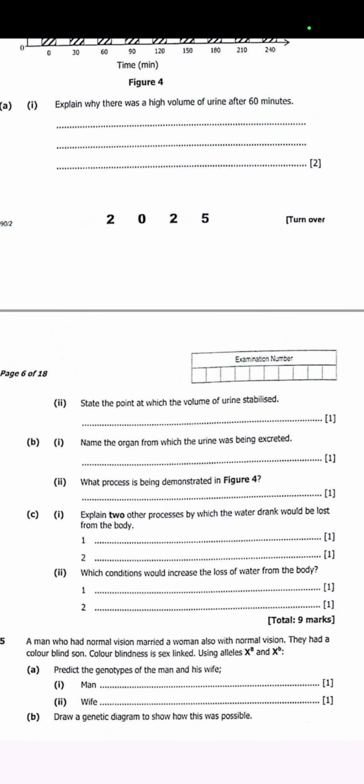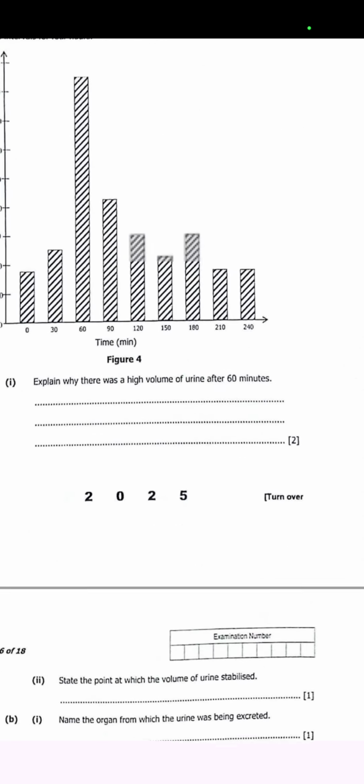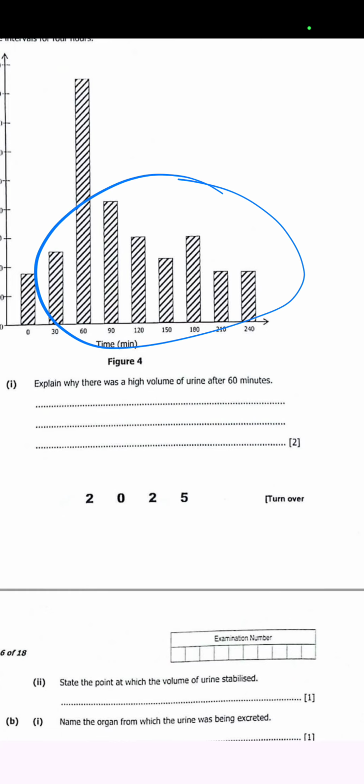Then B2, name the process. What process is being demonstrated in figure 4? Figure 4 is this thing. So which process is this one? Remember, the regulation of water levels is called osmoregulation. So here you put osmoregulation. You have space, you can put osmoregulation. That is what is important here. That is the process which is being demonstrated.